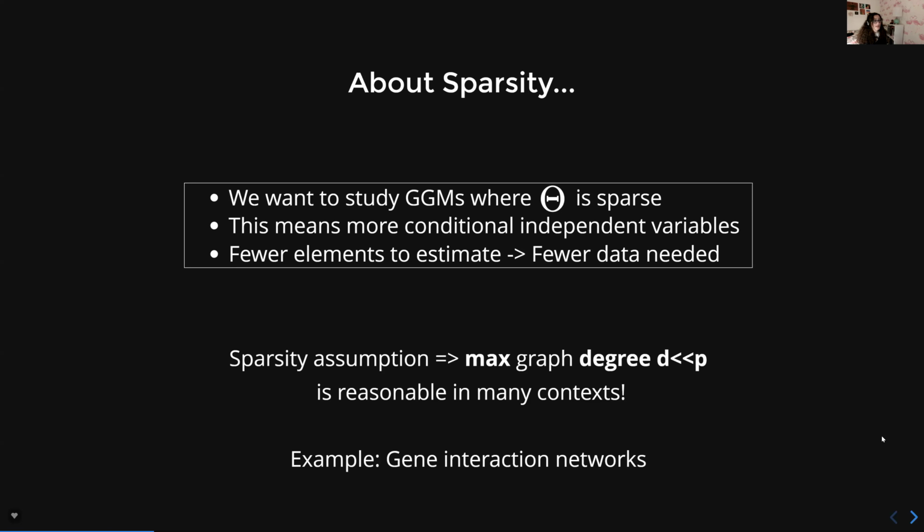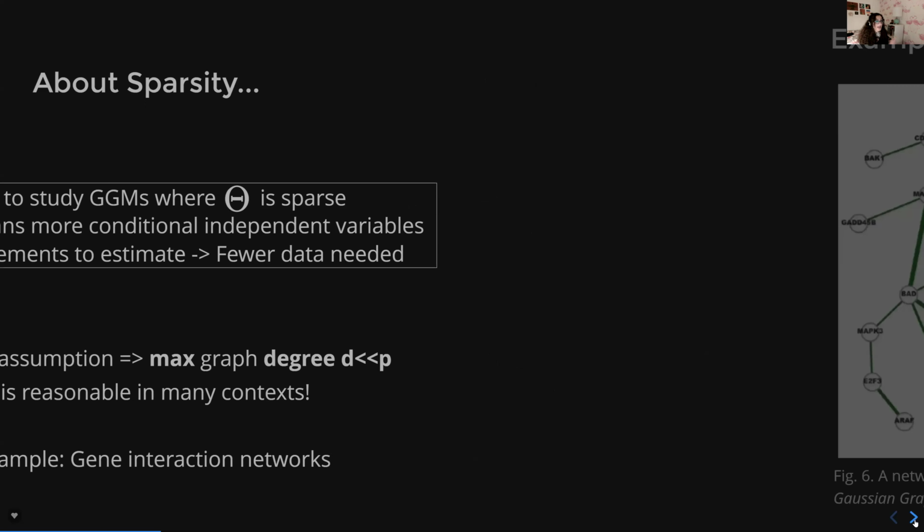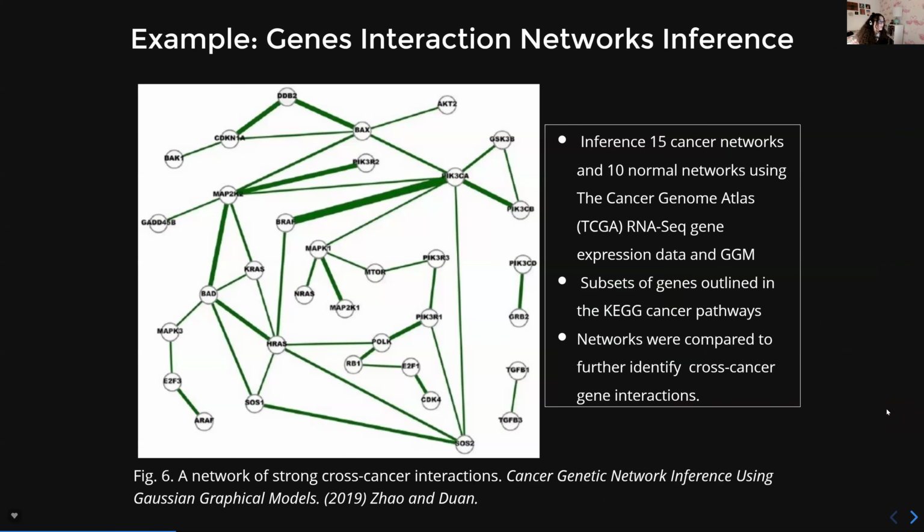And this is reasonable in many contexts, and in particular in gene interaction networks. So this is an example of a gene interaction network that is being built in this work, cancer genetic network inference using Gaussian graphical models. And here there were 15 cancer networks with 10 normal networks from the cancer genome atlas. And so these were the expression data that were used.